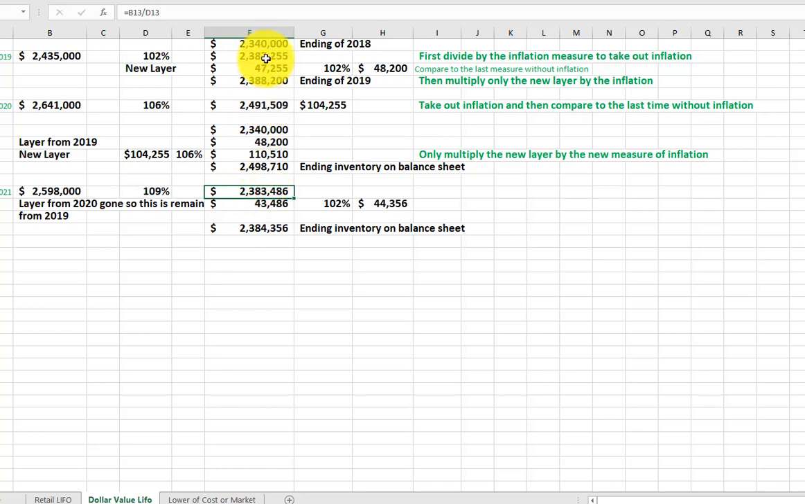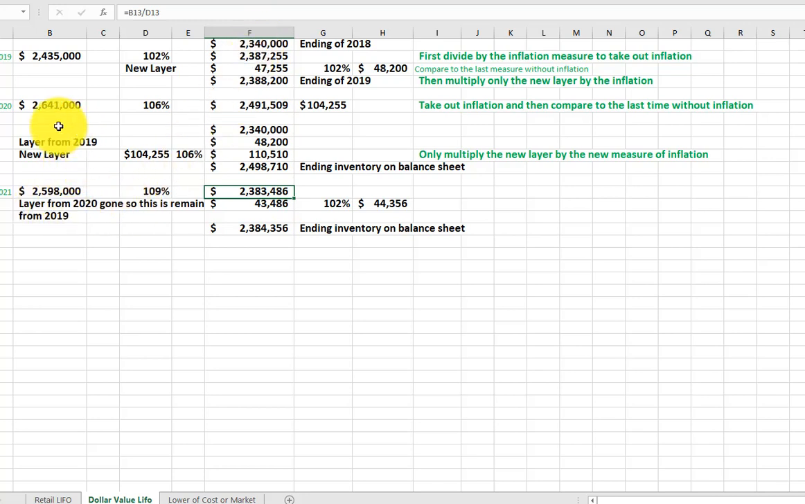So we go all the way back to the last time. We're looking for when this number is higher than a measure without inflation. This is the last time it was lower than this number, because this number is lower than this one, so we have to go to the next one. Keep going backwards. As long as it's higher than the last time you didn't have inflation, then we have a new layer. But if we're lower than that, then we have to just keep going back. And in this case, we went all the way back to the beginning. And so we compare that, and our layer is 43,486. That's the difference between this and all the way to the back here.